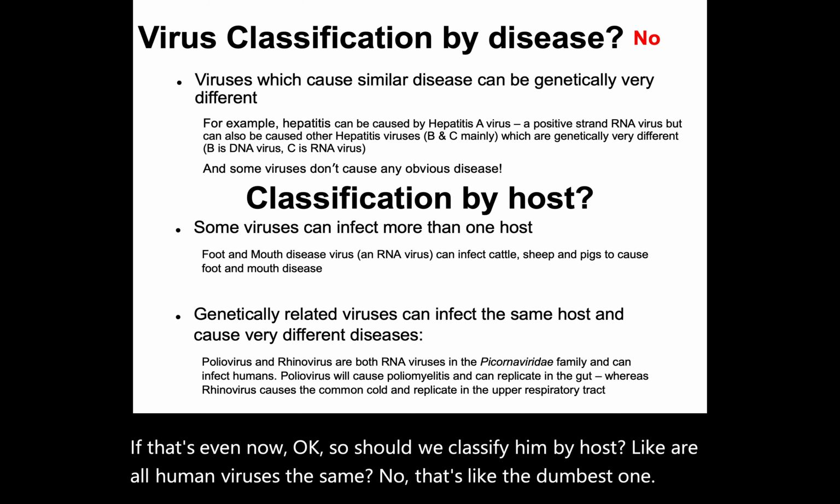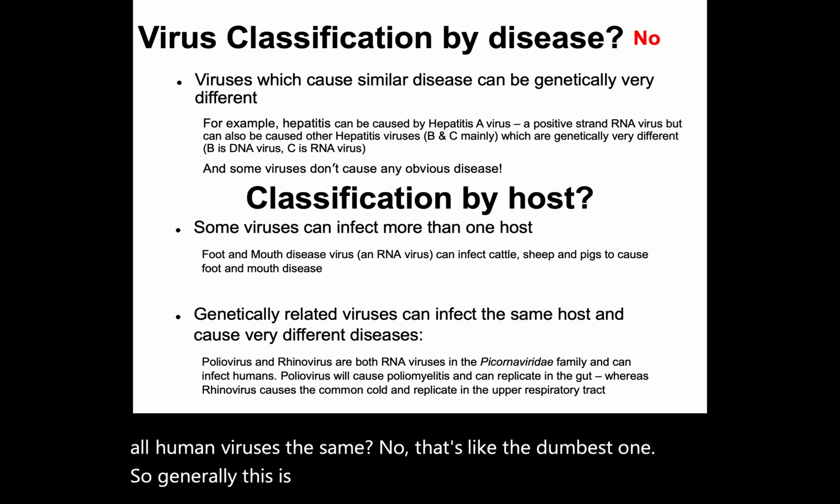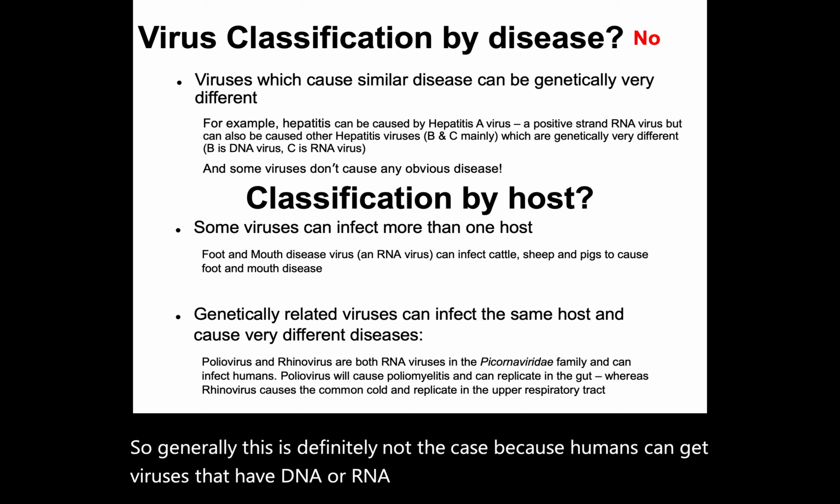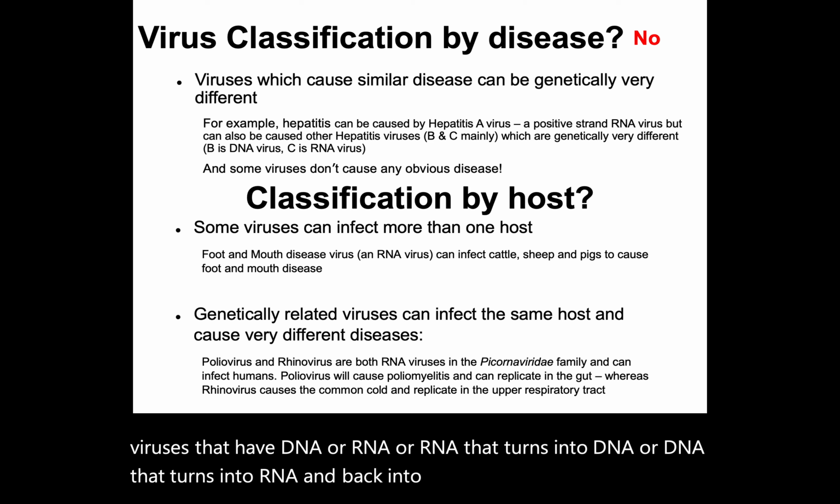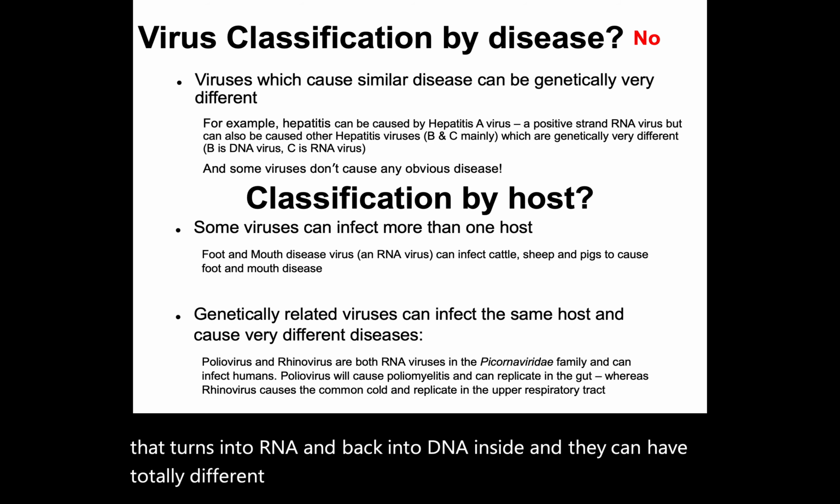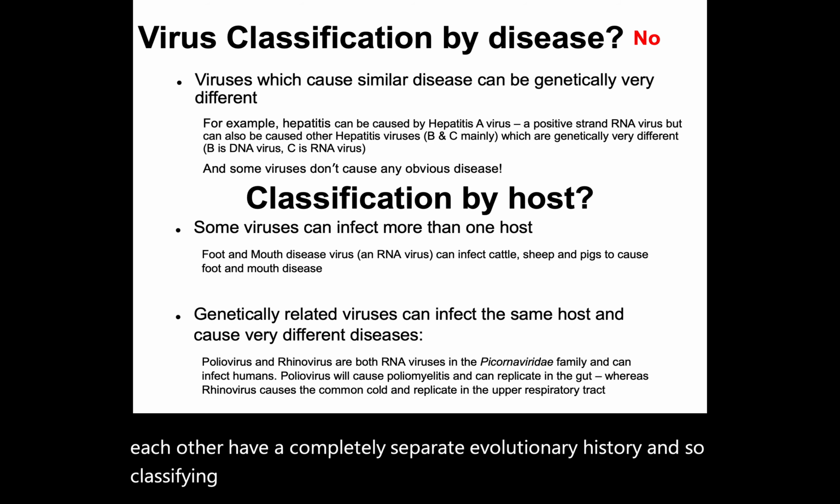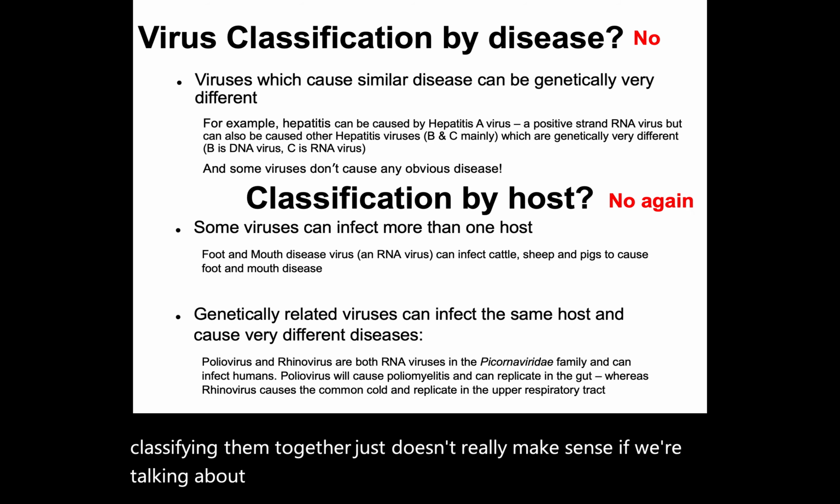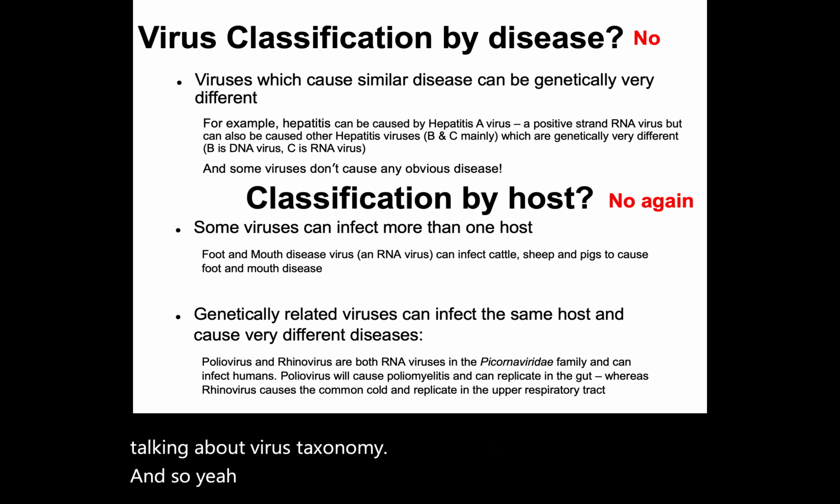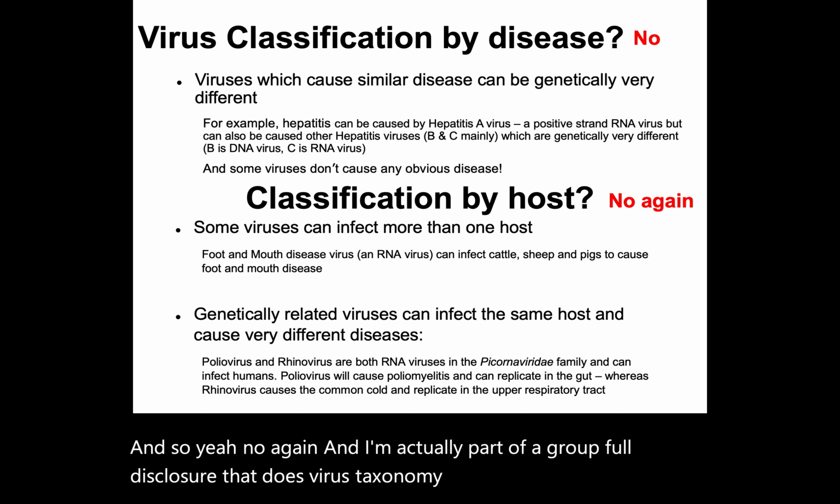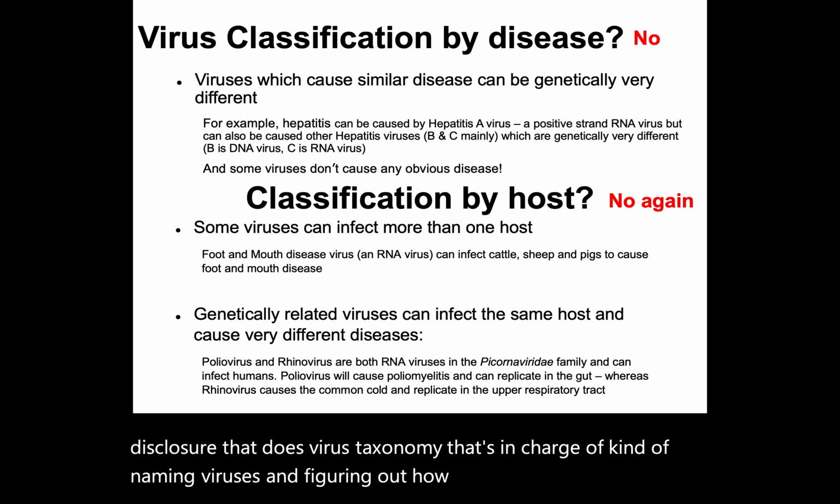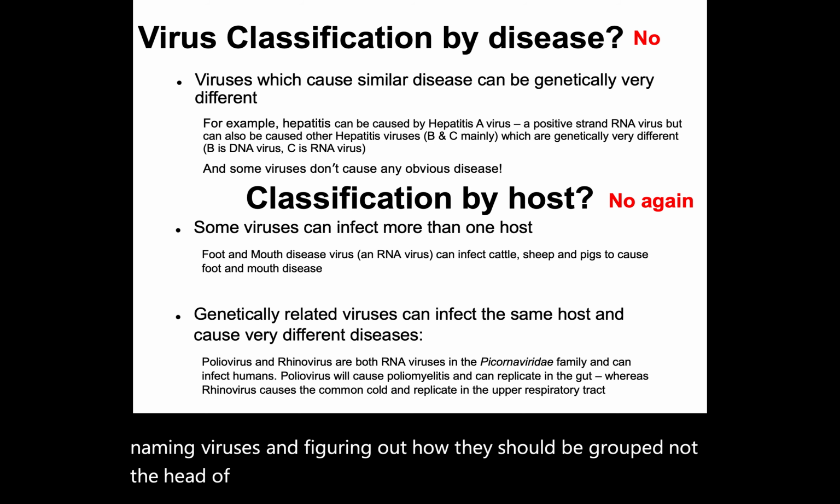So generally, this is definitely not the case, because humans can get viruses that have DNA or RNA that turns into DNA, or DNA that turns into RNA and back into DNA inside. And they can have totally different sets of genes that are genetically unrelated to each other, have a completely separate evolutionary history, and so classifying them together just doesn't really make sense if we're talking about virus taxonomy. And so no again. And I'm actually part of a group, full disclosure, that does virus taxonomy, that's in charge of kind of naming viruses and figuring out how they should be grouped. I'm not the head of the group, I'm just on the committee, but it's kind of neat work.